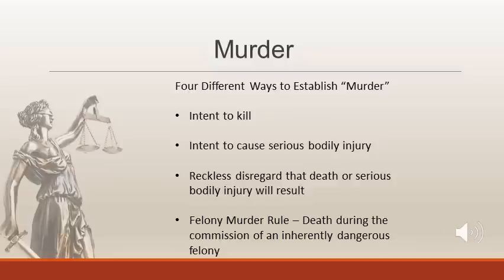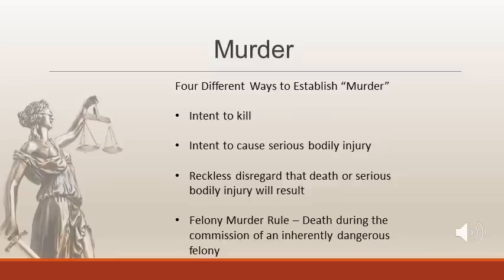The first way, the intent to kill. This one's pretty obvious. If you intended to kill someone, then you have murder. Your intent is there. You intend to take the life of someone else. That would probably be the easiest mens rea and the most obvious way to establish murder.